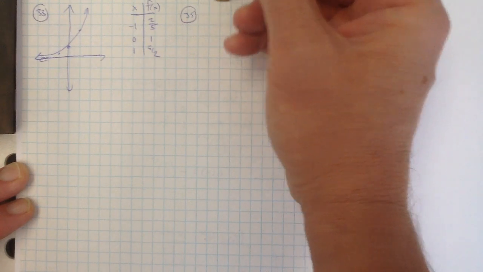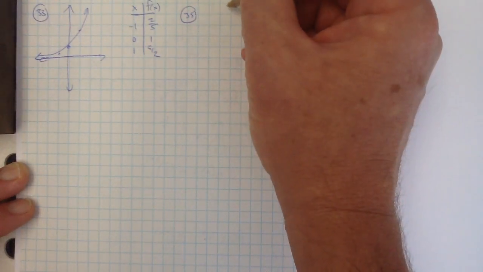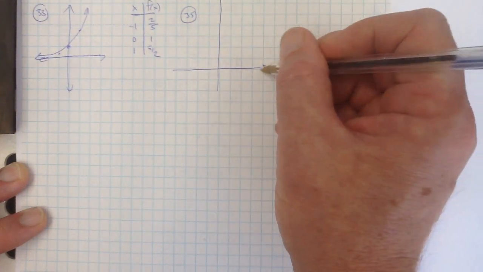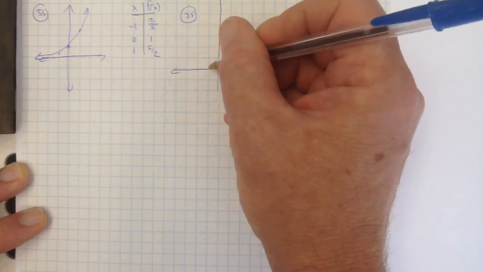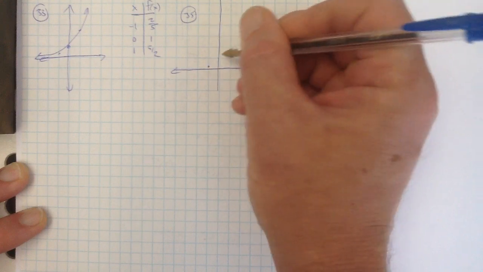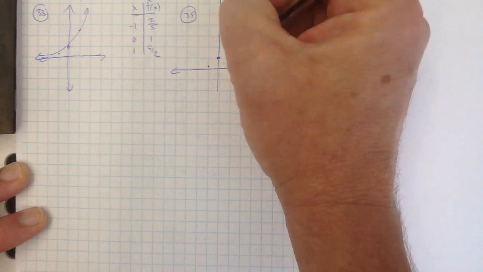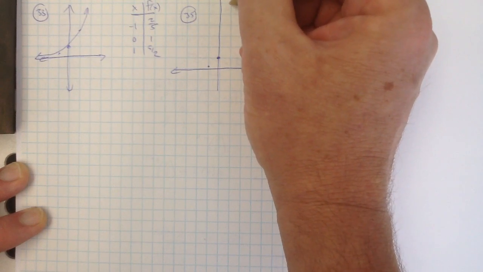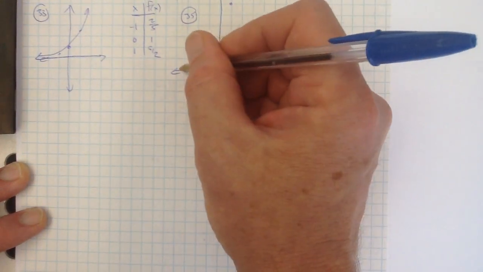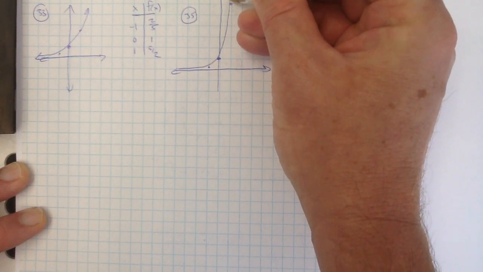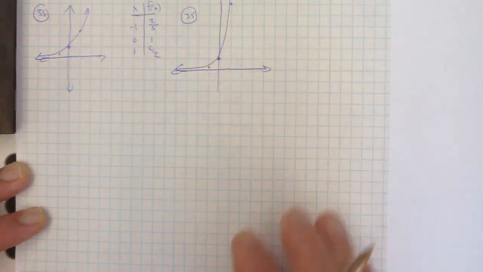Number 35, 6 to the x. Do we even need to make a table for this? Come on. You see what's happening. When I raise it to the -1, I'm going to get 1/6, and then I'm going to get 1, because 6 to the 0 is 1, and then I'm going to get 6. I'm going to draw that in and respect how steep that's getting there.